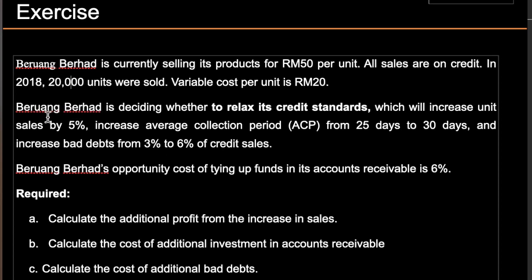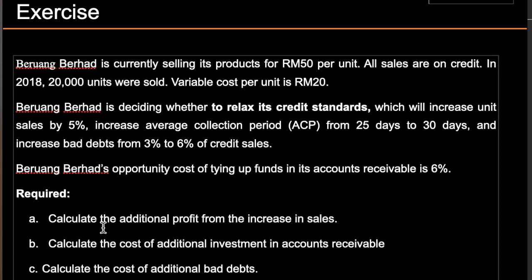So Birang Bahad is deciding whether to relax its credit standards, which will increase unit sales by 5%. Unit sales will increase by 5%. Increase average collection period from 25 days to 30 days. And what? Increase bad debt from 3% to 6% of credit sales. Birang Bahad's opportunity cost of tying up funds in accounts receivable is 6%.